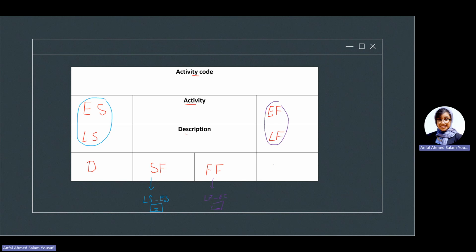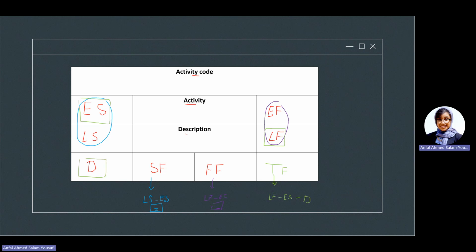Then we have another number in here, which we call the total float. What exactly is the total float? So total float is basically we are going to take our late finish, minus your early start, minus the duration.